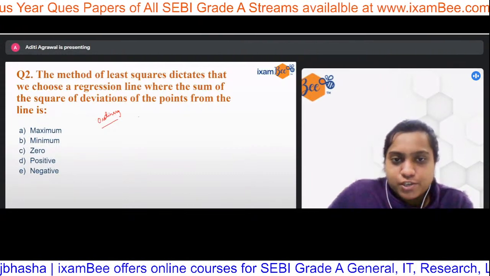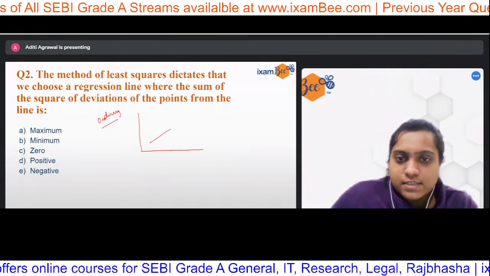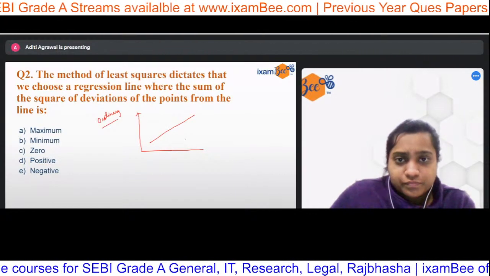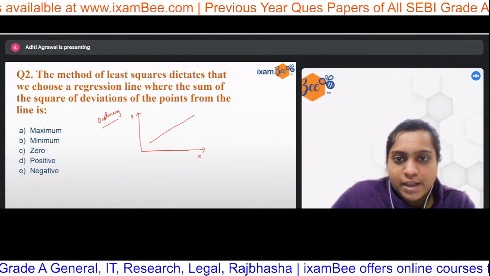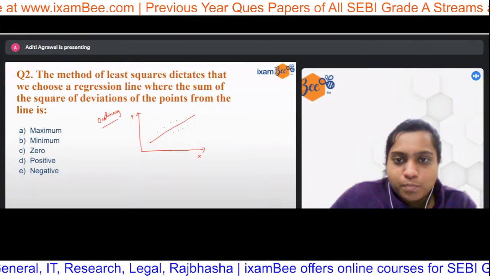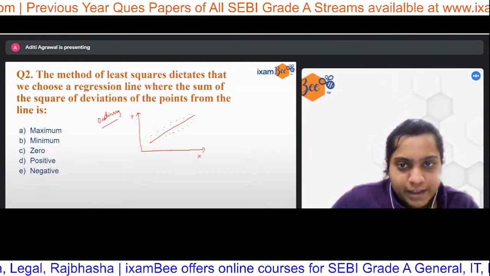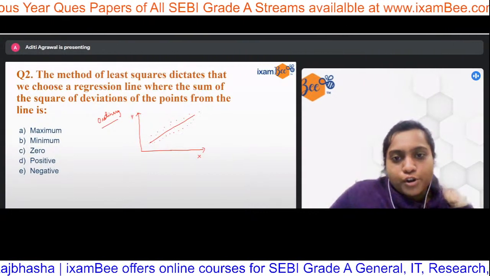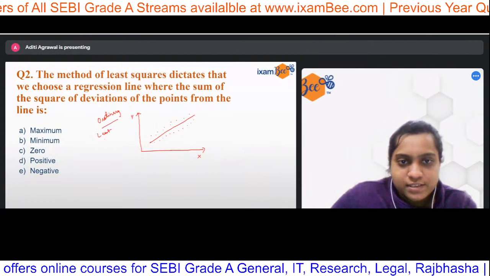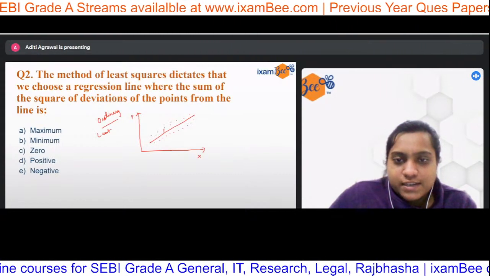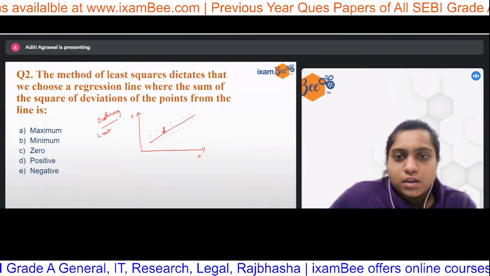So what it is trying to say is, let's say this is the regression line that I have. If this is the x axis and this is the y variable, I have several points here, and for different values of x there are different values of y. Now, in order to fit this regression line, the ordinary least square method suggests that the error terms, that is the difference between this point and the line, should be the minimum.